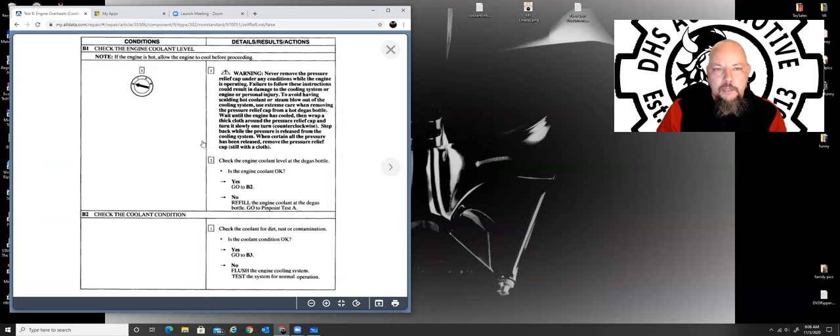It just follows the choose your own adventure kind of pattern for solving problems, except this one you have to actually answer questions as you go along. First off, it says we have an engine overheat issue. First thing says check the engine coolant level, make sure it's not hot. It gives you a warning about opening a hot cooling system, and then asks, is the engine coolant okay?